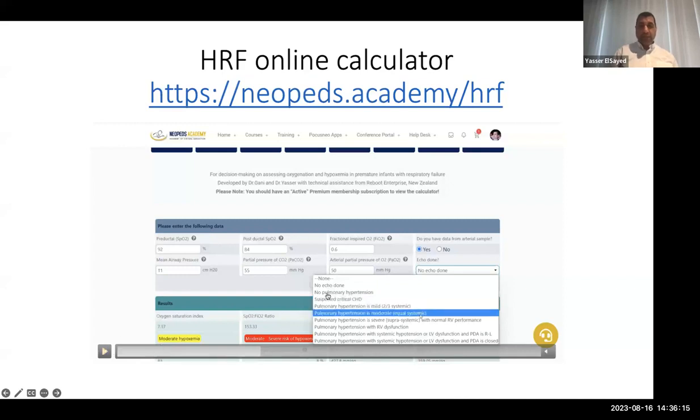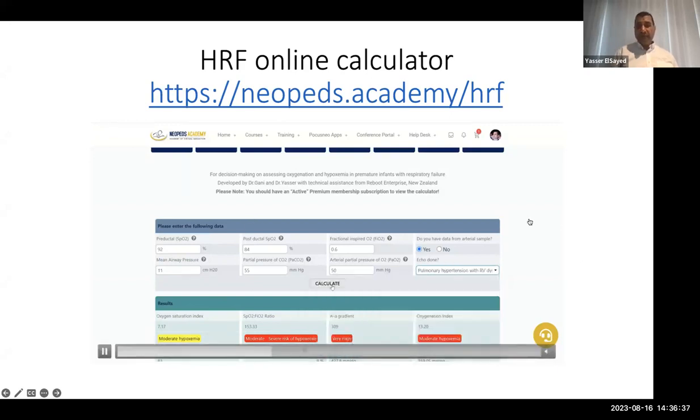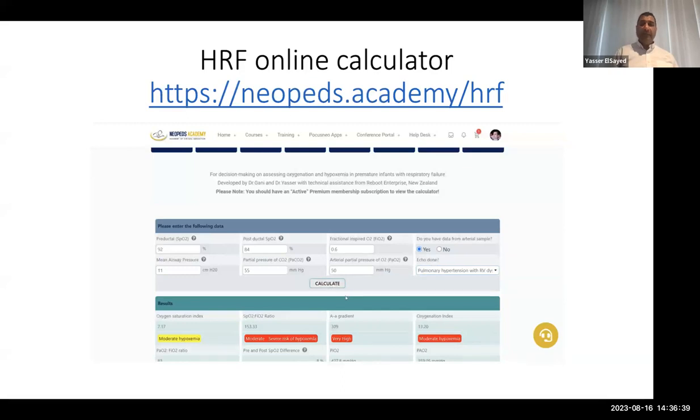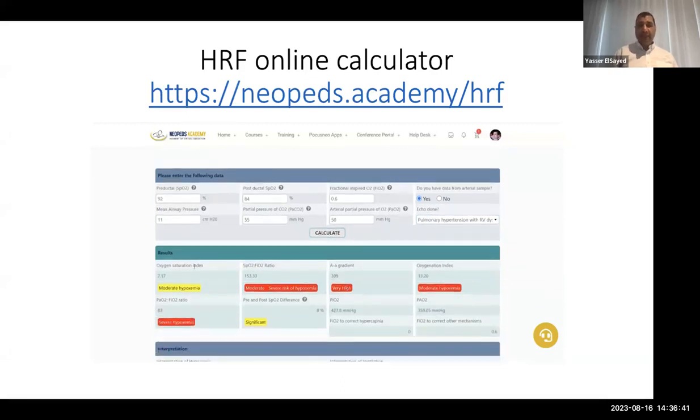So we have no pulmonary hypertension at all, or suspected critical congenital heart disease, pulmonary hypertension two-thirds systemic, pulmonary hypertension severe or moderate, and pulmonary hypertension with RV dysfunction, or pulmonary hypertension with systemic hypotension with LV dysfunction. So according to the pathophysiology, the artificial intelligence calculator will give you an idea about what you should consider next to avoid missing any information that might help in the decision making.